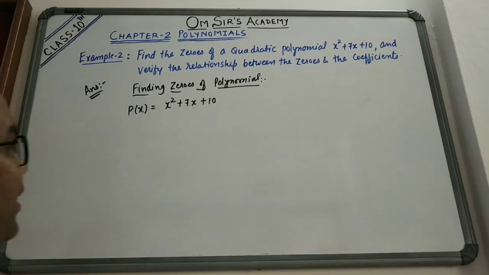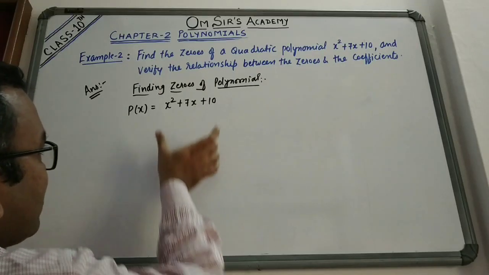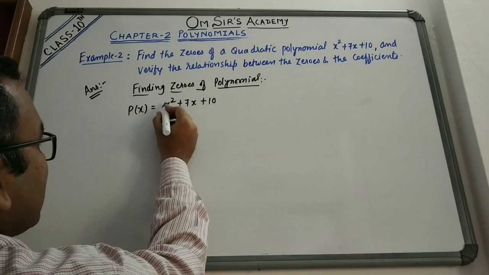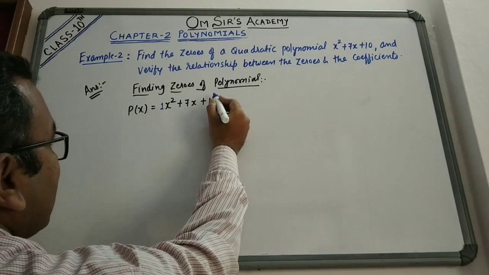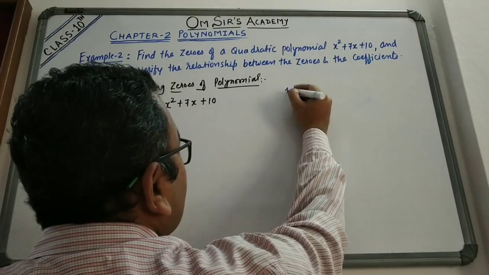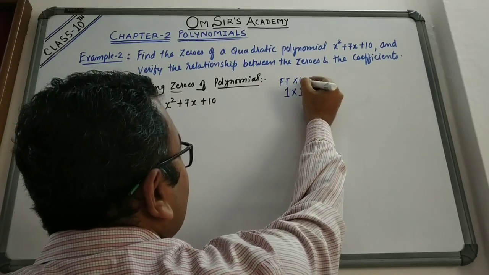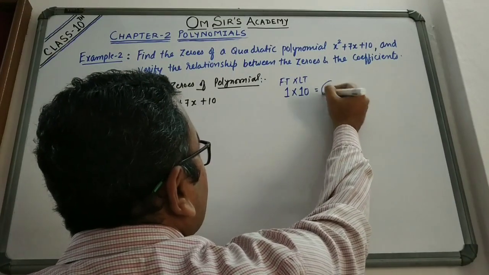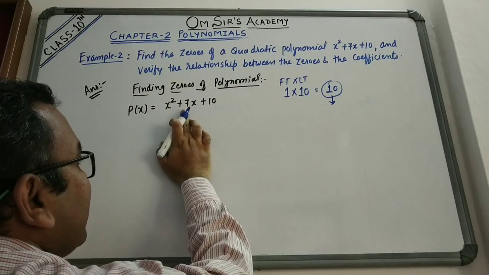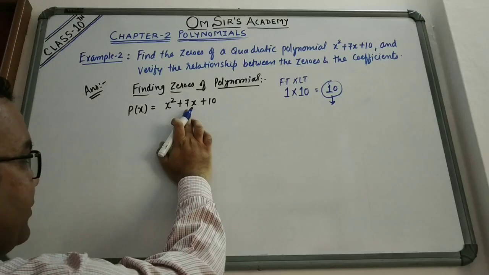Remember friends, in 9th standard we used to factorize by splitting the middle term. So this also we will factorize by the splitting the middle term method. What is the coefficient of the first term? The first term has a coefficient of 1 and the last term has a coefficient of 10. So multiply these two, that is 1 into 10, first term coefficient into last term coefficient. The answer you get is 10. So now you have to find the factors of 10 in such a way that if you add those two factors, you get the middle term 7.